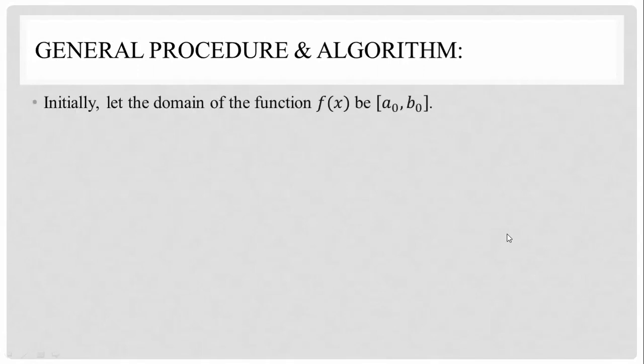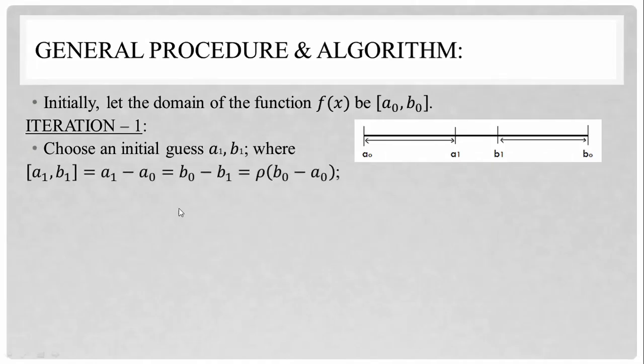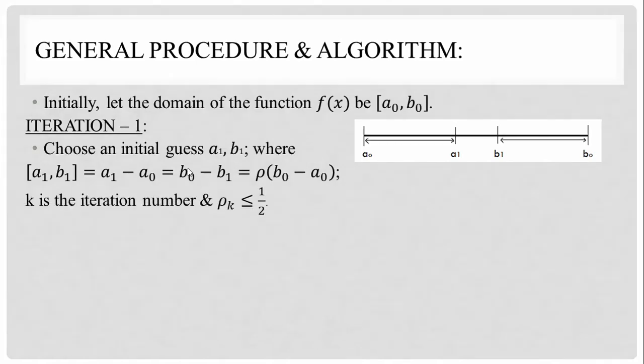So, the general procedure. Initially, the interval will be taken as a0 and b0 for any function. It can be any function, but it has to be a unimodal function. Iteration one: we'll guess two points in between the taken range, in such a way that it satisfies these conditions. These are the points which we take, where rho should be less than 1/2.